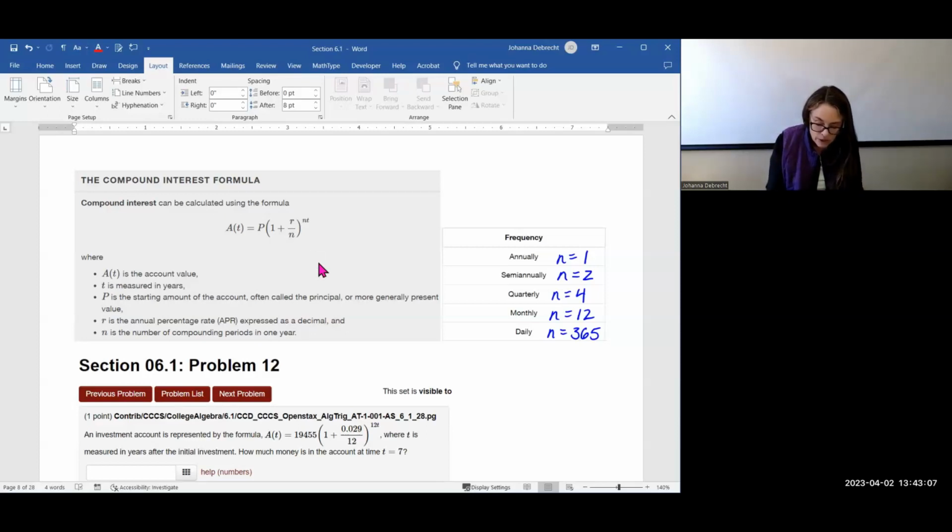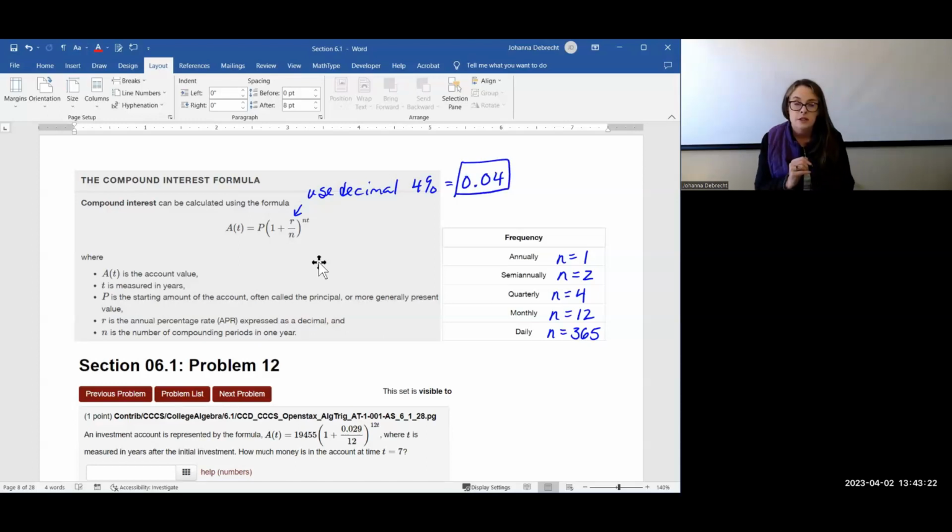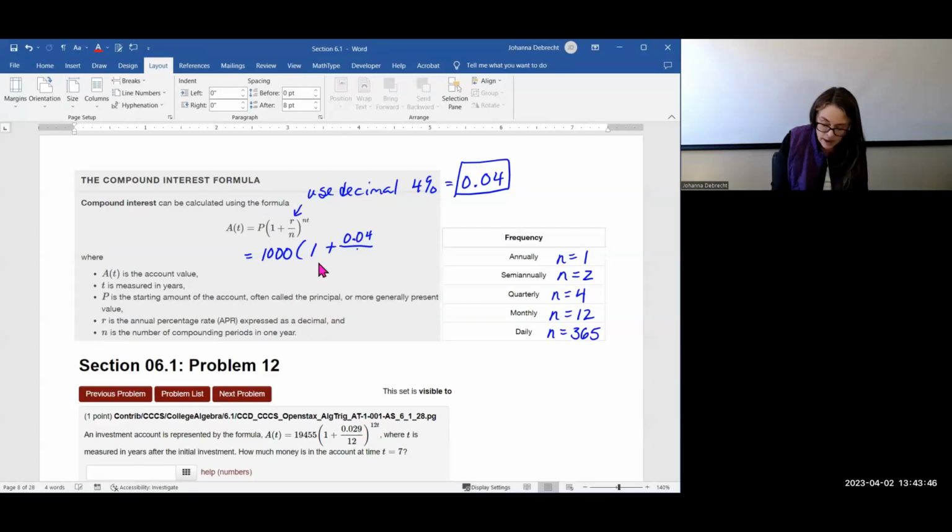Make sure that when you put in the r, that you use the decimal. So 4% becomes 0.04. This is the one that you want to use in the formula. So if I invested my $1,000 quarterly and the interest rate was 4%, then I can write my $1,000 principal times 1 plus 0.04 divided by 4, to the 4 times t.